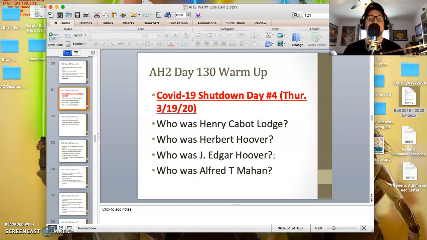Alfred T. Mahan, the influence of sea power on history. And we know that he was the one who pushed the United States to have the strongest navy in the world, which is the staple of any dominant world empire, as he lays out in his book as he goes through those in history. So there's your warm up for today.